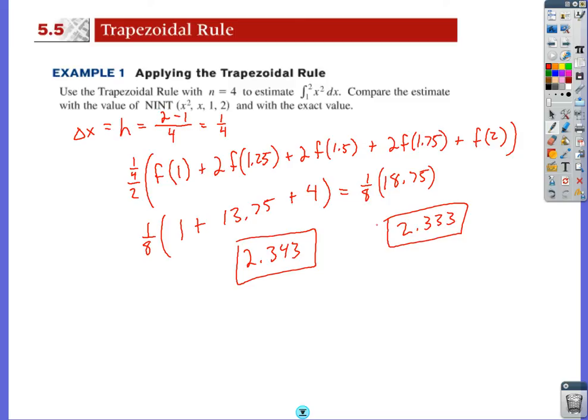Not bad. The other thing I want you to notice is I did not simplify any of these until the very end. That's what you've got to do. You cannot simplify until the very end. Do not cut or truncate or anything. Wait till the very end. All right, next one.